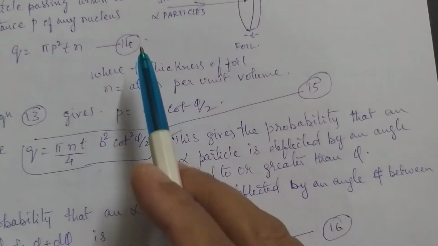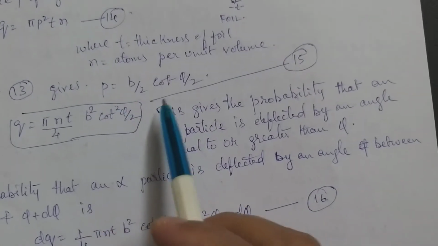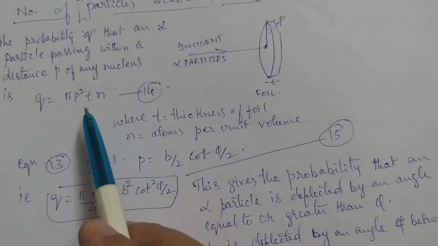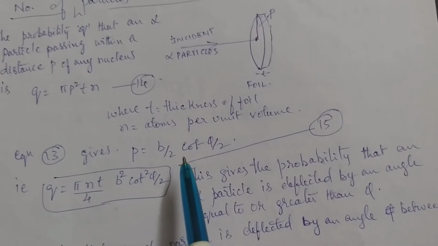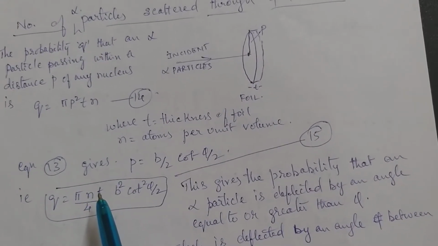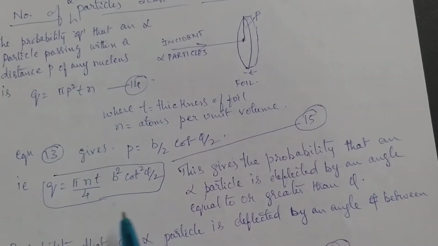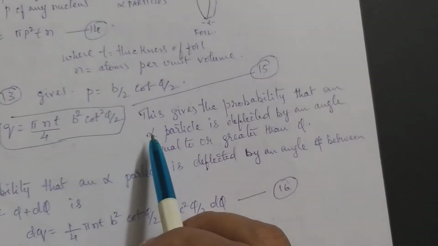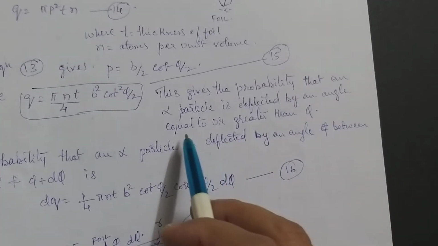This is your equation 14, and from equation 13 we know that P is equal to B by 2 cot phi by 2. So if you put the value of P here, P is equal to B by 2 cot phi by 2, Q will be pi n t, and here you put the P square value, that is B square cot square phi by 2. So this will give you the probability that an alpha particle is deflected by an angle equal to or greater than phi.